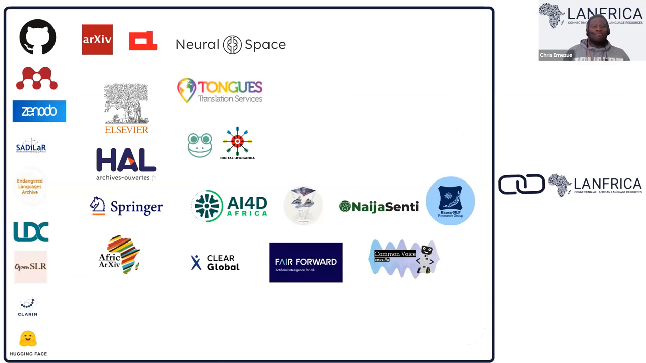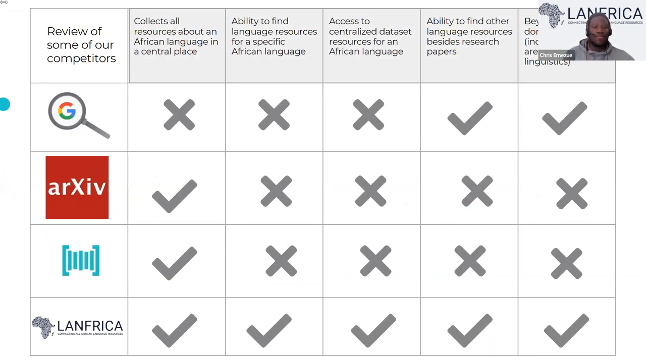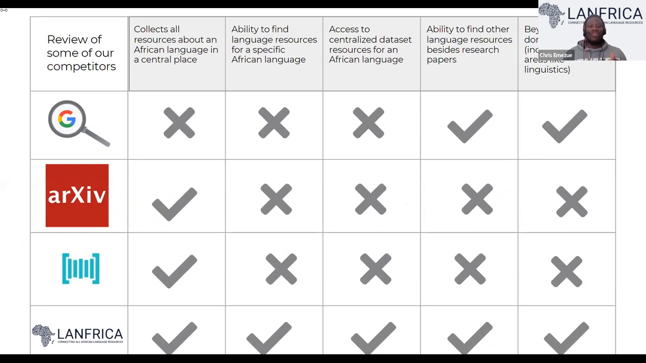And why is that? That's because the places where this Fon data set might be housed are not popular places. They're not popular sites that Google has been able to crawl. And so you'd get resources for maybe a fund in the US or something that you don't need. So Google has not been able yet to collect resources about an African language in a central place. And the other columns also show some of the things that are peculiar about Lanfrica, like, for example, the ability to find other language resources besides research papers, also trying to go beyond the NLP domain, so trying to also include linguistics and other domains.